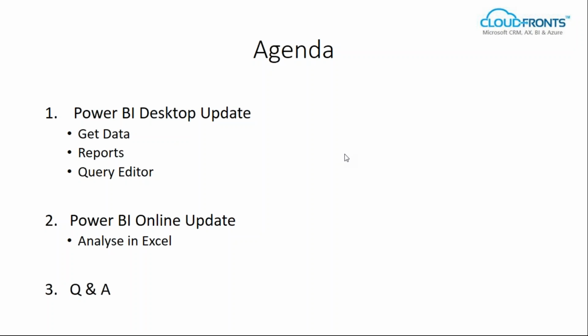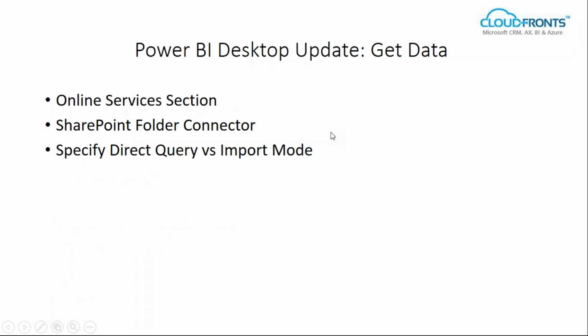Okay, so let's start with the desktop update first. We have divided this desktop update into three sections. One is the get data section, then the report section and the query editor. Basically we'll be looking at each and every section with the help of a small demo or an example. So let's begin with the first section, that is get data.